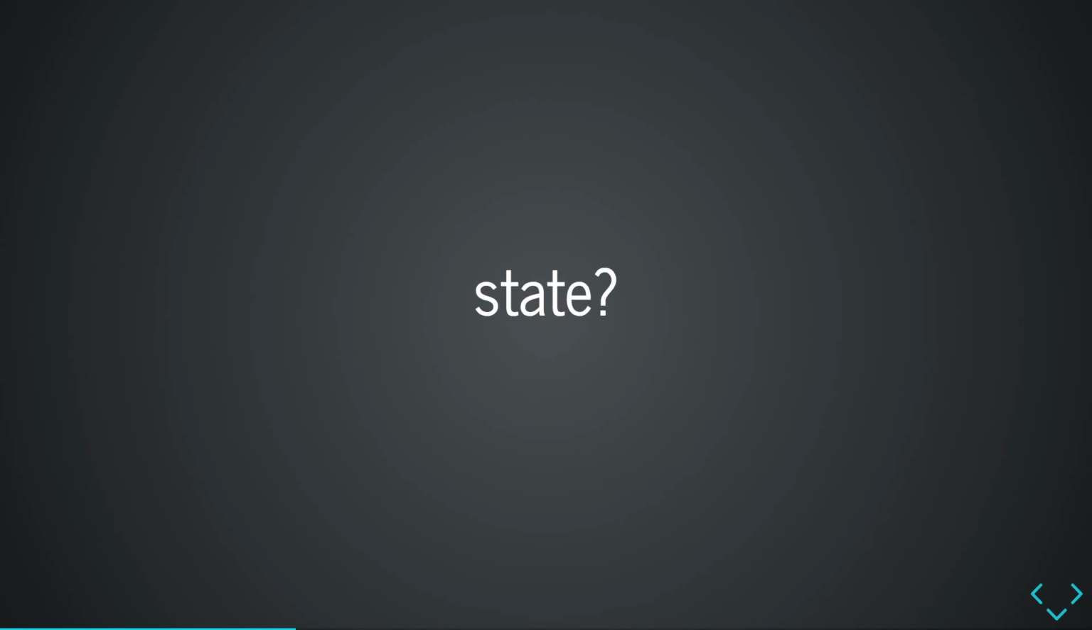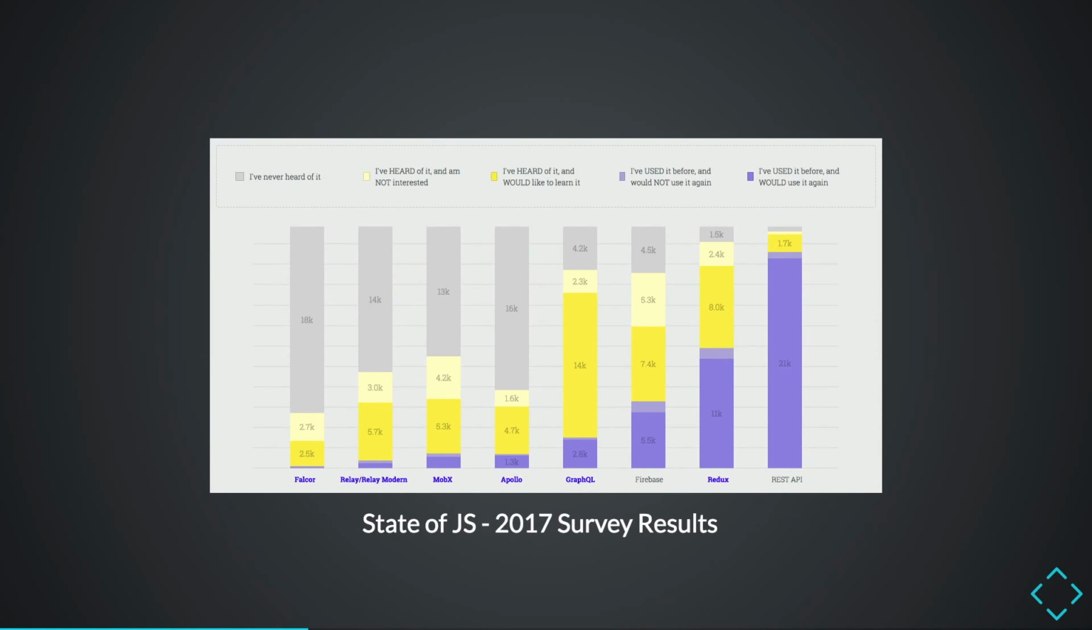In React applications, the discussion always begins with state. What to do about state? There's so many different options out there. So this is the State of JS survey 2017 results. Might be a little hard to see from the distance, but for the libraries from lowest to highest, left to right, we have Falcor, Relay, MobX, Apollo, GraphQL, and then Redux. So I hope this graph tells you something about the relative popularity of these different solutions.